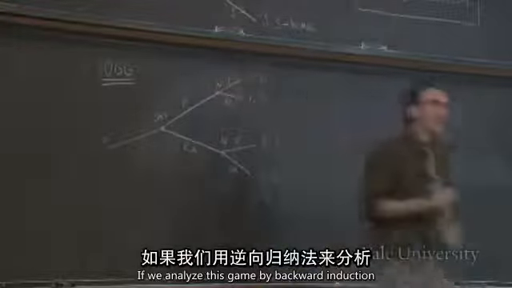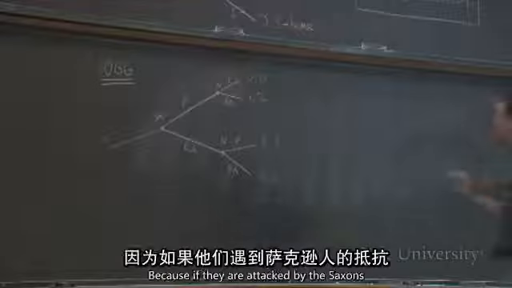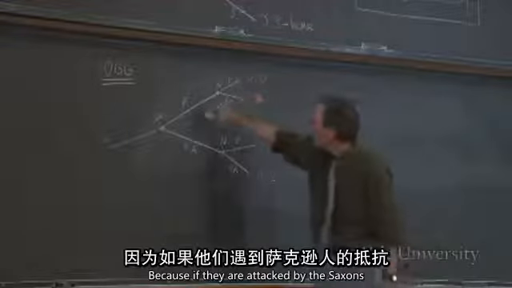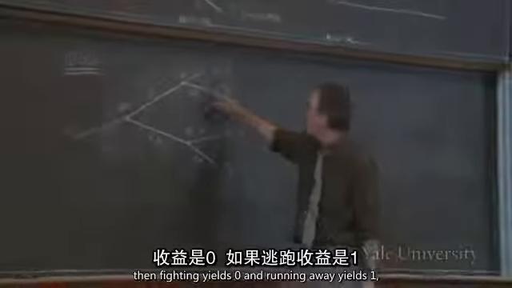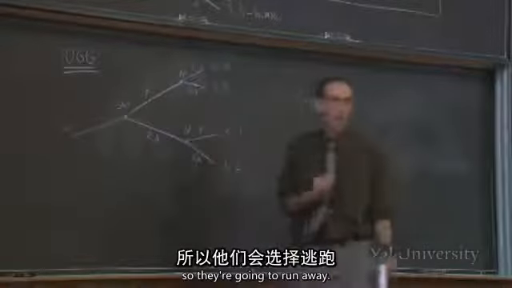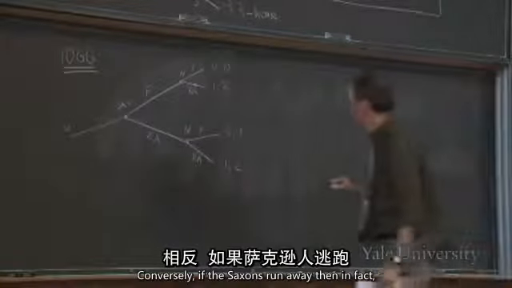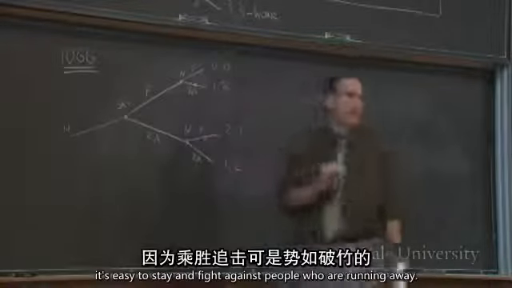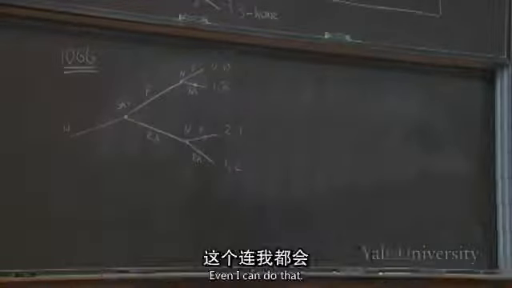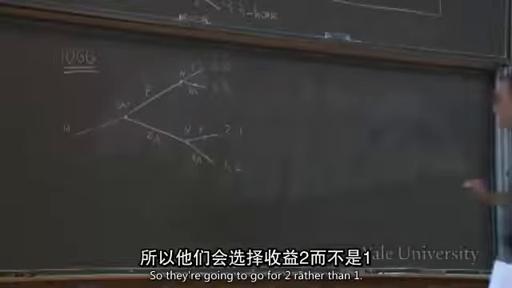If we analyze this game by backward induction, we can see that the Normans are in trouble. Why are the Normans in trouble? Because if they are attacked by the Saxons, then fighting yields 0 and running away yields 1, so they're going to run away. And conversely, if the Saxons run away, then in fact the Normans will stay and fight, because it's easy to stay and fight against people who are running away. Even I can do that. All right? So they're going to go for 2 rather than 1.